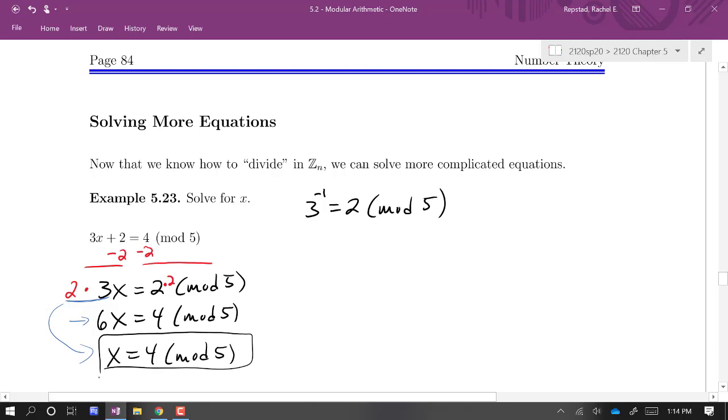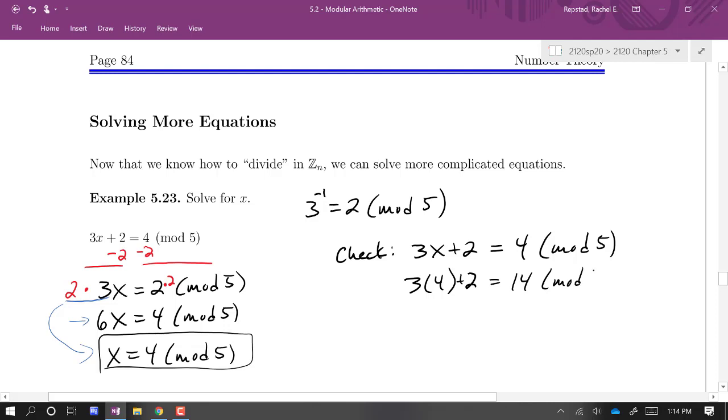Now, we solved an equation. We can check it. We can convince ourselves that this is correct. So 3x plus 2 equals 4 mod 5. Okay, let's put in our solution, which was 4. So 3 times 4 plus 2. That is equal to, let's see, 12 plus 2 is 14 mod 5. And 14 mod 5 is 4, right? It's 4 more than 10, which is a multiple of 5. So that checks out.